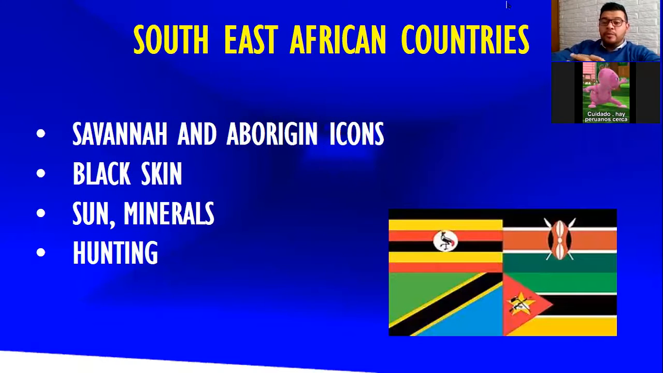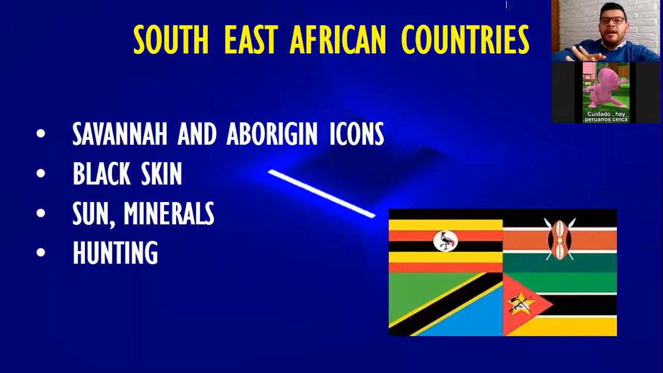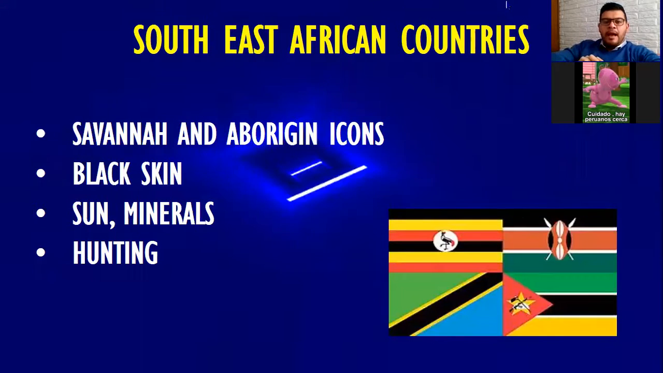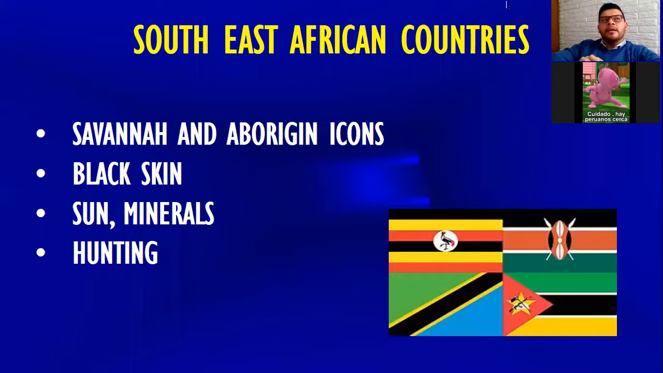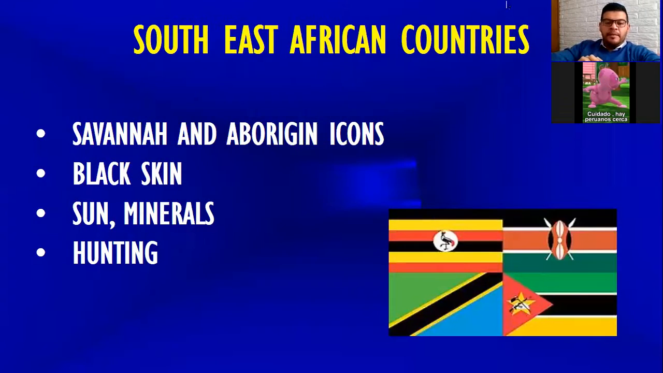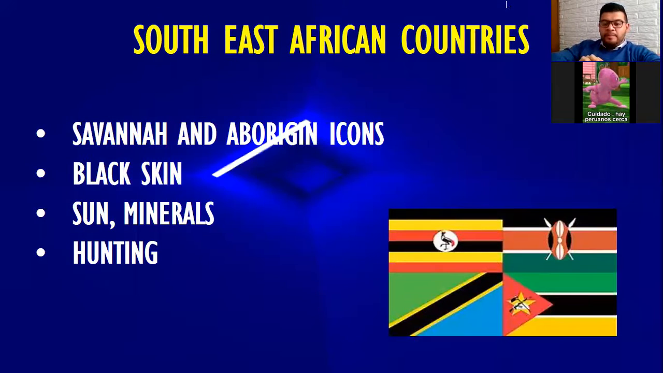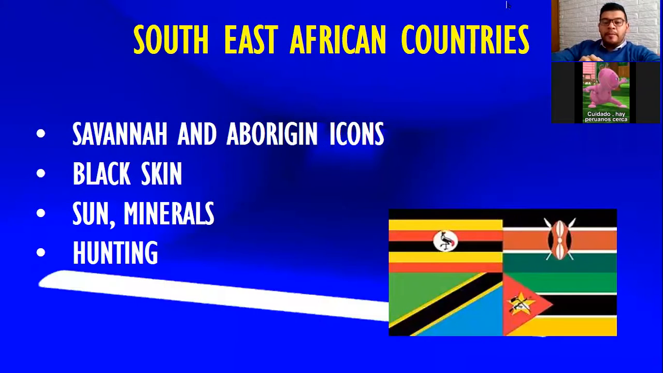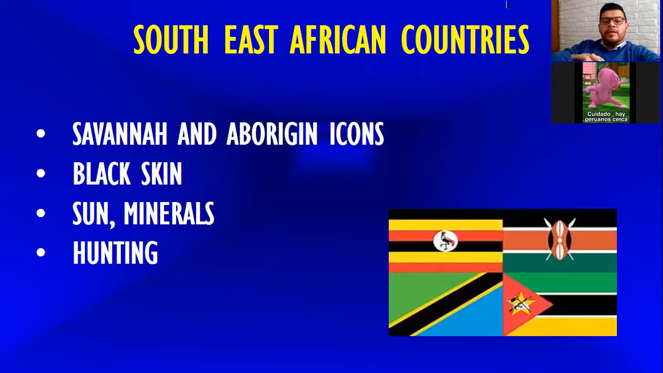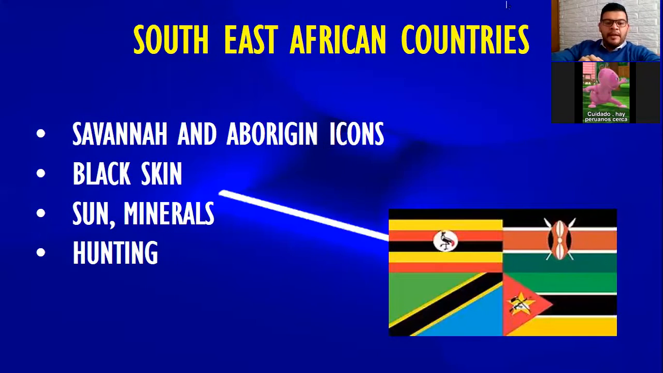And the yellow color represents the savanna, because in the south of Africa, when I'm talking about savanna, I'm talking about animals like lions, giraffes, antelopes, elephants. These are the kind of animals that live in this ecosystem that we call savanna. And in some flags, you're going to see some Aborigine icons. When I'm talking about Aborigine, I am talking about native people who were the first inhabitants of these African lands.